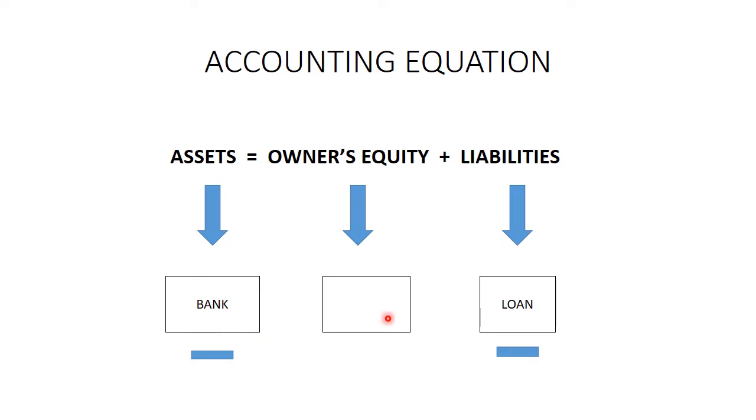So in this case, again, owner's equity is not affected. So minus 5,000 is equal to minus 5,000. Your assets are equal to owner's equity plus your liabilities.